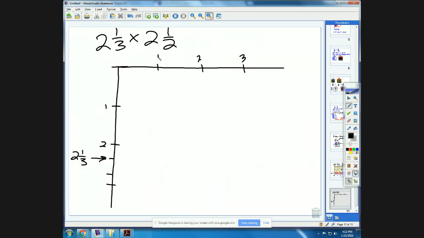Mark off your halves. Identify that right there must be 2 1/2. So the problem we found the first time we did it was that we had different denominators floating around and things were weird.